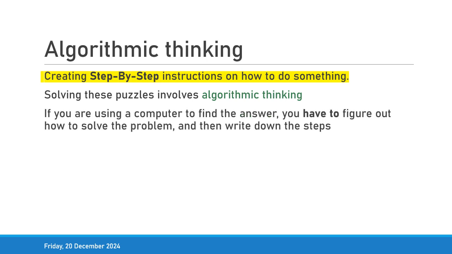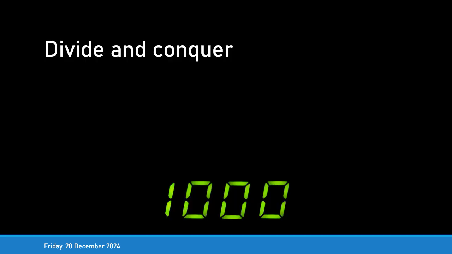If you're using a computer to find an answer, you have to figure out how to solve a problem first and then write down the steps. We're never able to just go onto a computer and start coding without having a basic picture of the steps that are needed to create the solution in our heads. Algorithmic thinking gives us the ability to put those steps in a logical order so they make sense. But not all solutions are equally efficient. Let's take this problem: divide and conquer.